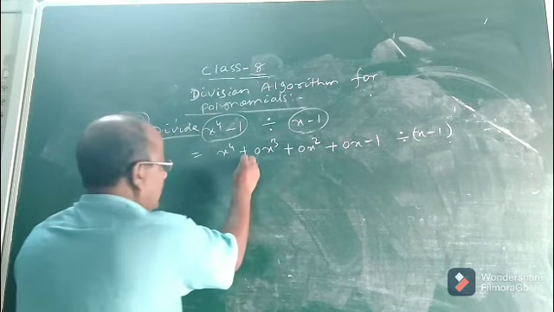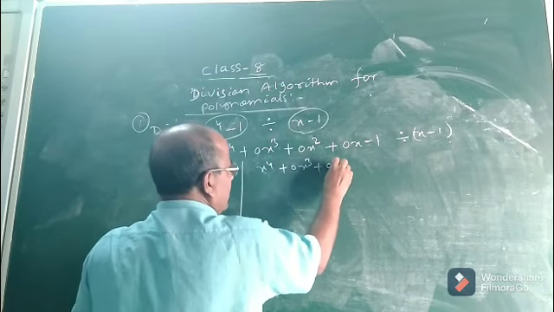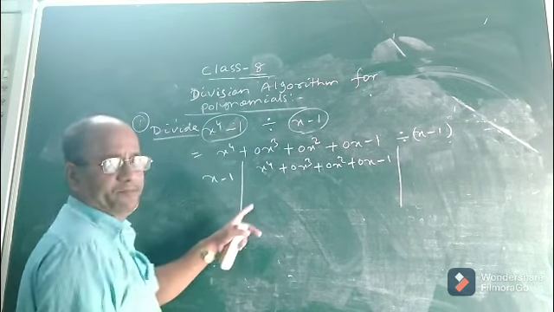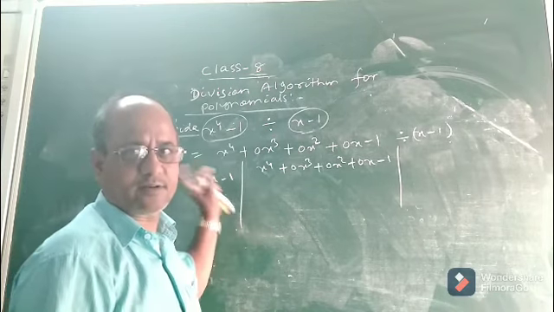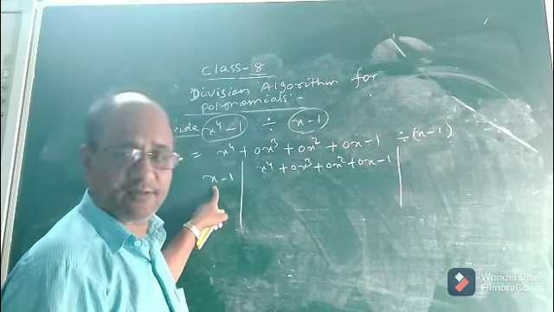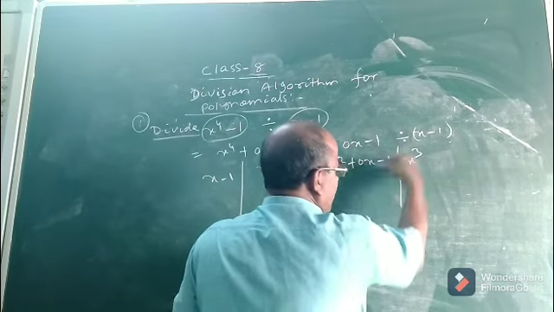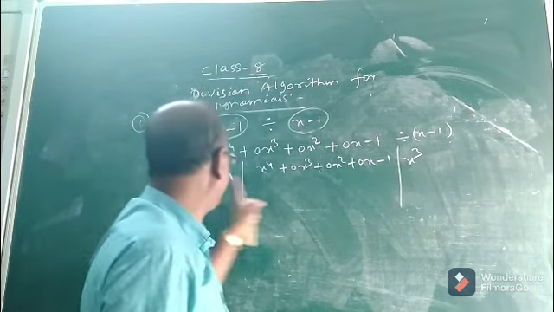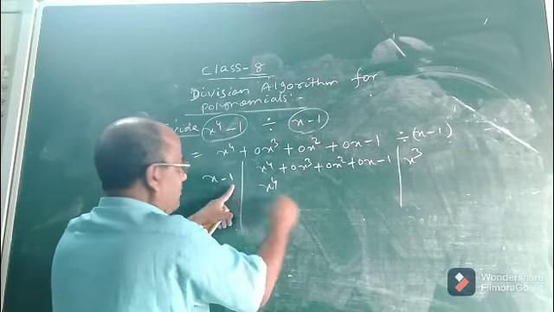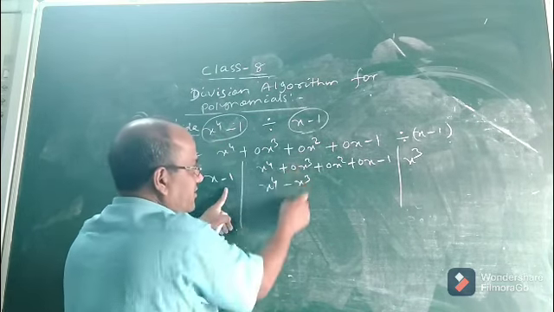Now let us apply long division. So x to the power 4 plus 0x cube plus 0x square plus 0x minus 1, divided by x minus 1. Recall the process I discussed in the previous class. Take the first term: it is x to the power 4 here, and here it is x. Divide the two in your mind or in rough, and it will give you x cube. Now multiply x cube by x, then x cube by minus 1. It will be x to the power 4 minus x cube. Minus x cube you write down below 0x cube because these two are like terms.